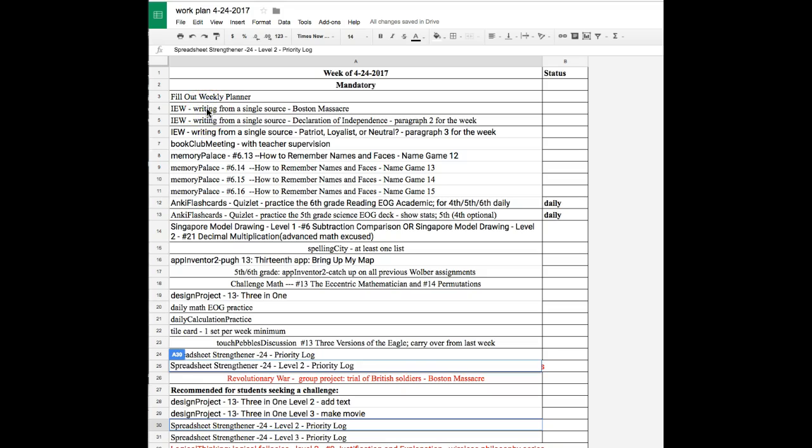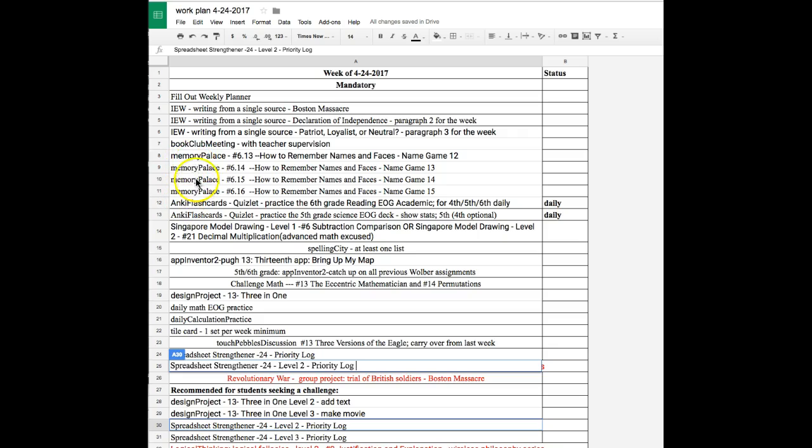So once again, we're writing from a single source, and we have our three topics from the Revolutionary War period. So we have the Boston Massacre, the Declaration of Independence, and then a final paragraph about the divisions within the colonies at the time. So there were really three groups: the Patriots, who wanted independence, the Loyalists, who wanted to stay with the British Empire, and those who were neutral, who were not in favor of one side or the other, or who perhaps just did not want to have a war.